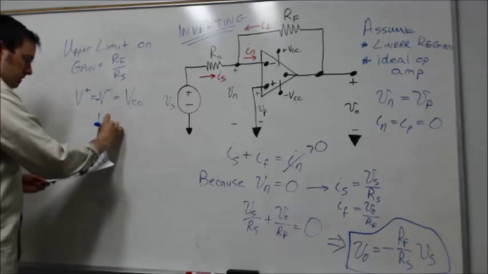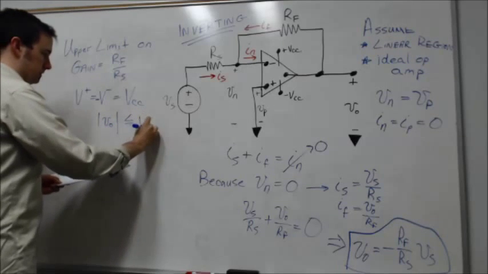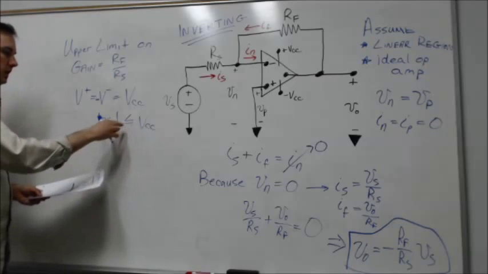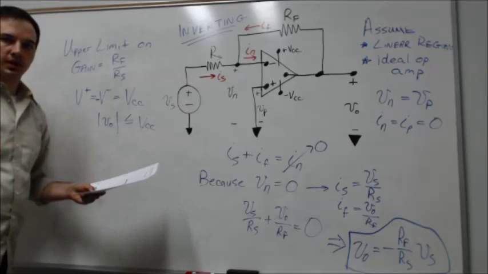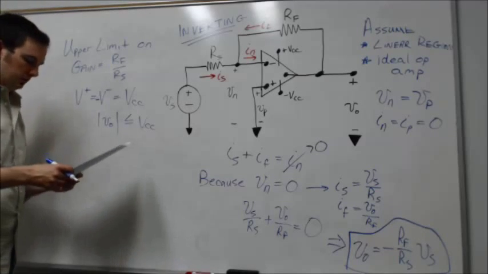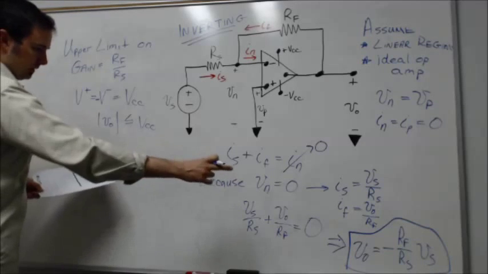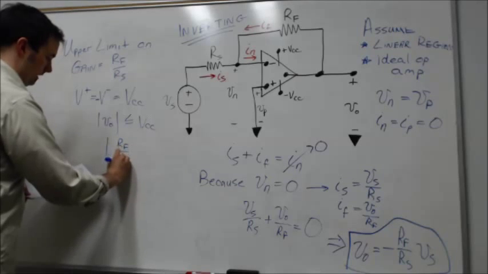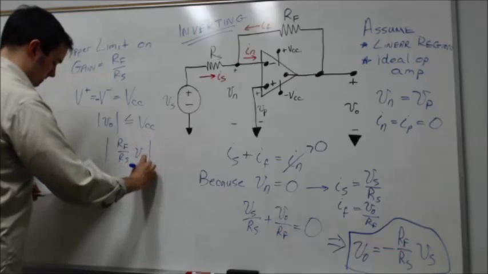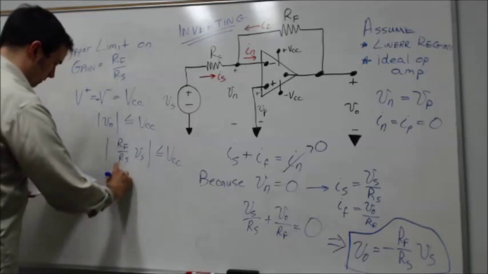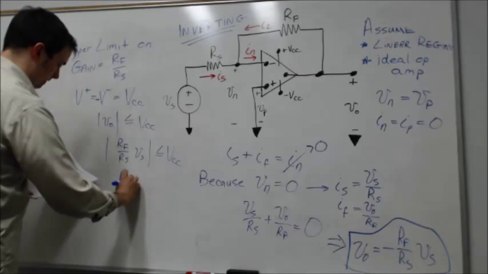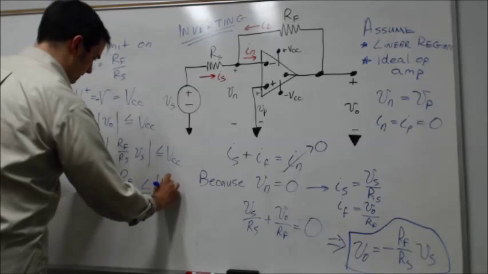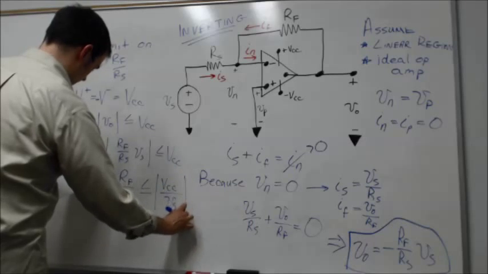Then, as we know already, the output voltage here has to be less than whatever VCC is. So I'm saying the absolute value of that output voltage must be less than or equal to VCC, due to the fact that our op amp will eventually saturate, as we saw on the transfer characteristics we looked at last time. Plugging that expression into what I have here, the absolute value of RF over RS times VS has to be less than or equal to VCC. Therefore, RF over RS has to be less than or equal to the absolute value of VCC over VS.